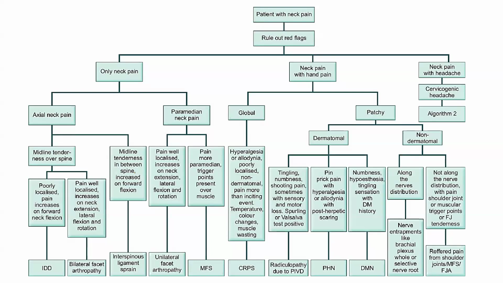Then a dermatomal distribution with numbness, hypoesthesia, decreased sensation, with diabetes history, there could be diabetic peripheral neuropathic pain. Then again, a patchy non-dermatomal distribution along the nerve distribution could be a nerve entrapment or brachial plexopathy. Because it happens after the formation of the nerve, typical dermatomal distribution will not be there. And if there is a pain not along the nerve distribution, like pain in the shoulder joint or muscular trigger point or facet tendinous, it could be a referred pain from the facet joint. But remember, referred pain from the facet joint rarely goes below the shoulder, and it usually does not go below the elbow.